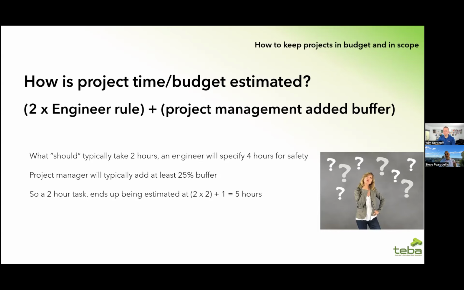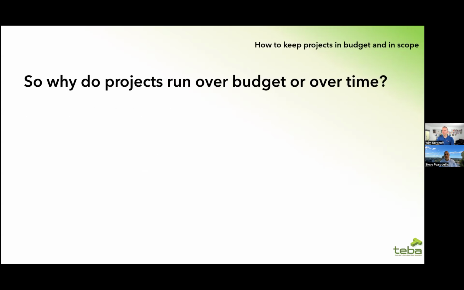So if a 2-hour job is generally quoted as 5 hours, and sometimes sales needs to bring that down to fit into certain budgets, how come projects then run over budget over time, if the engineers and project managers are always overestimating? How come? Well, there's a few reasons.